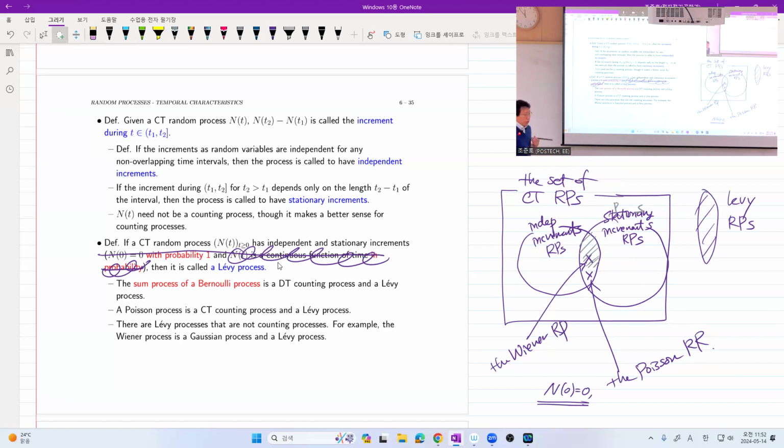Another example is the sum of Bernoulli processes. So what is the Bernoulli process? It could be 0 or 1. And if you have independent Bernoulli processes and you sum them up, then again you have a Levy process. So here, the sum of independent Bernoulli random processes, possibly having different probabilities of occurrence. Ready?